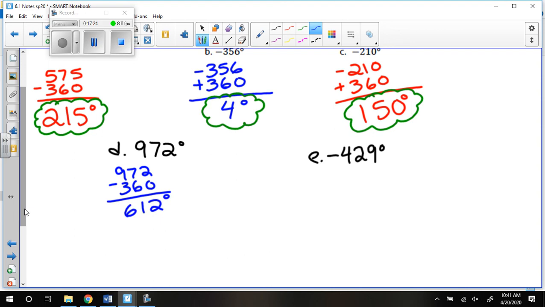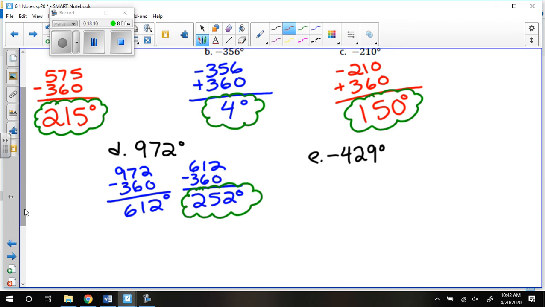Now, is 612 in between 0 and 360? No, it's not. So you need to subtract again. We've got 612 and we're going to subtract 360. And we get 252 degrees. Now, is 252 in between 0 and 360? Yes, it is. So 252 would be your coterminal angle with 972. Now, technically, that 612 degree angle is also coterminal with them both. It just didn't meet the condition of being between 0 and 360.